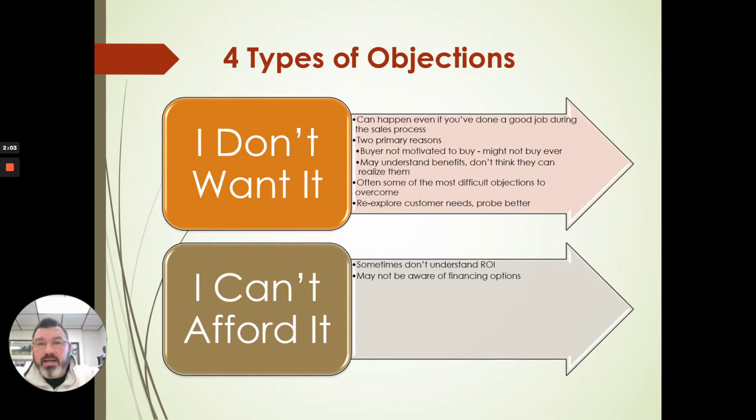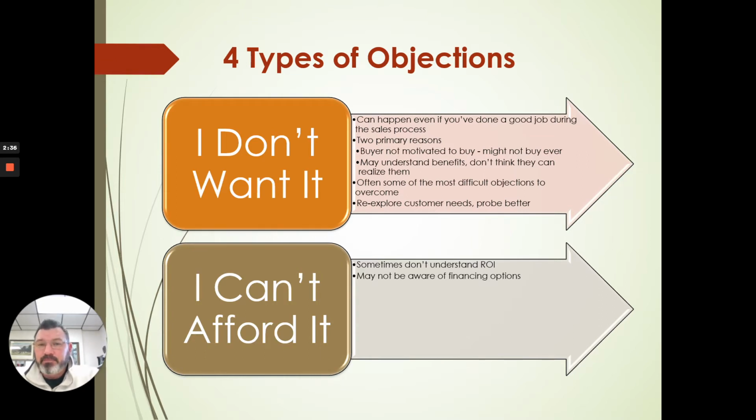The next is the, I don't want it. This is the hardest hitting one of the 3, because you could have done really an outstanding job through the entire sales process, and you just get the, I don't want it. And there's usually 2 reasons for the, I don't want it, objection. Is they're not motivated to buy, and might not ever be motivated to buy. They just kind of strung you along. They may understand the benefits and agree that it would work, but they don't ever think that they could do it.